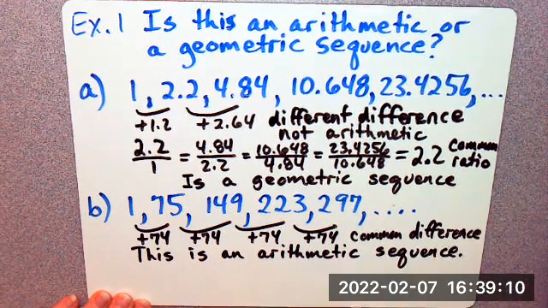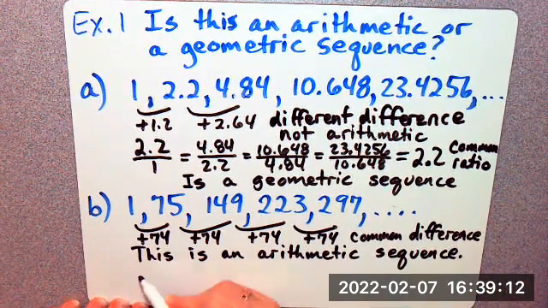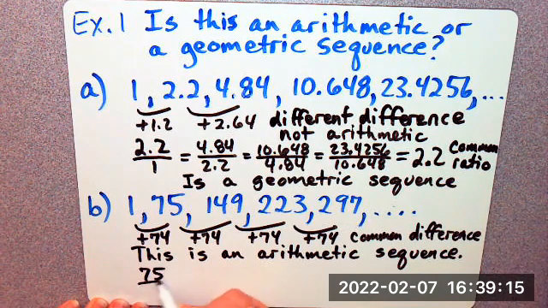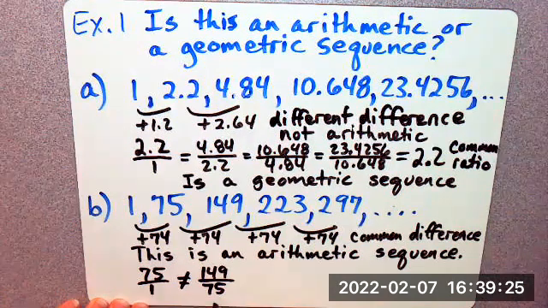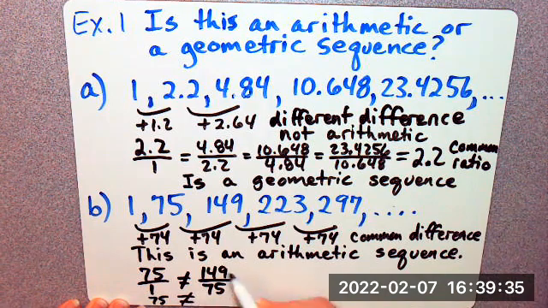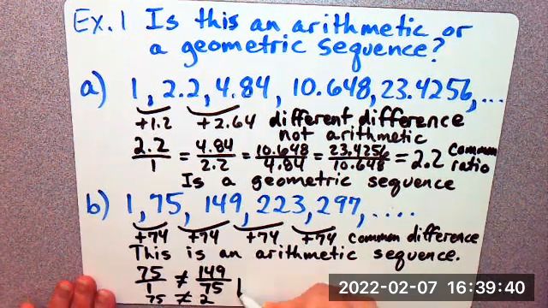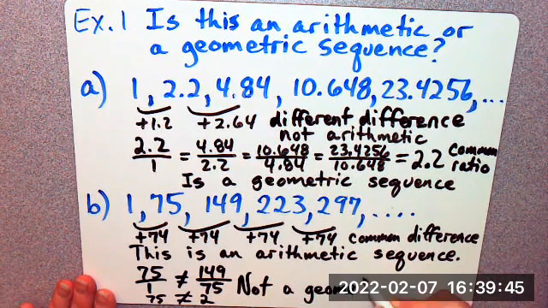Okay, so let's just rule out that this in no way is a geometric sequence. If I did 75 over 1, that certainly does not equal 149 over 75. This is very close to 2, and this is very close to 75. So this is 75, and it does not equal this, which is about 2. So it is not a geometric sequence.